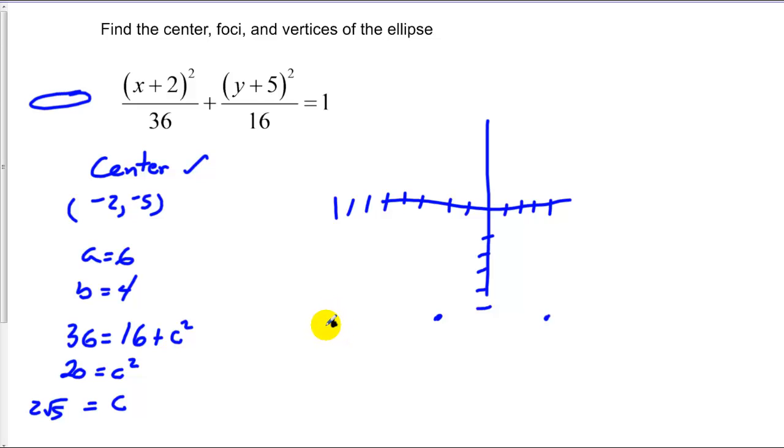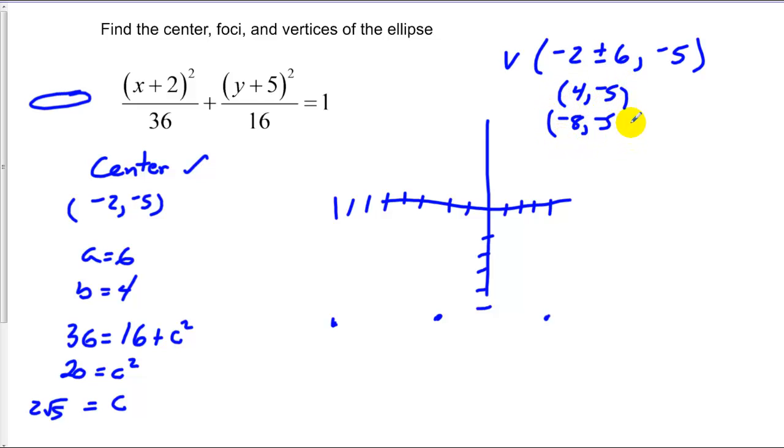Puts me over here. So in order to draw my vertices, I basically say, well, I'm going to start at the center point, which is -2, and travel to the right and left direction, a total of 6, and then I'm down -5. So that gets me a total of 4 and -5, and -8 and -5. And those are my two vertices.